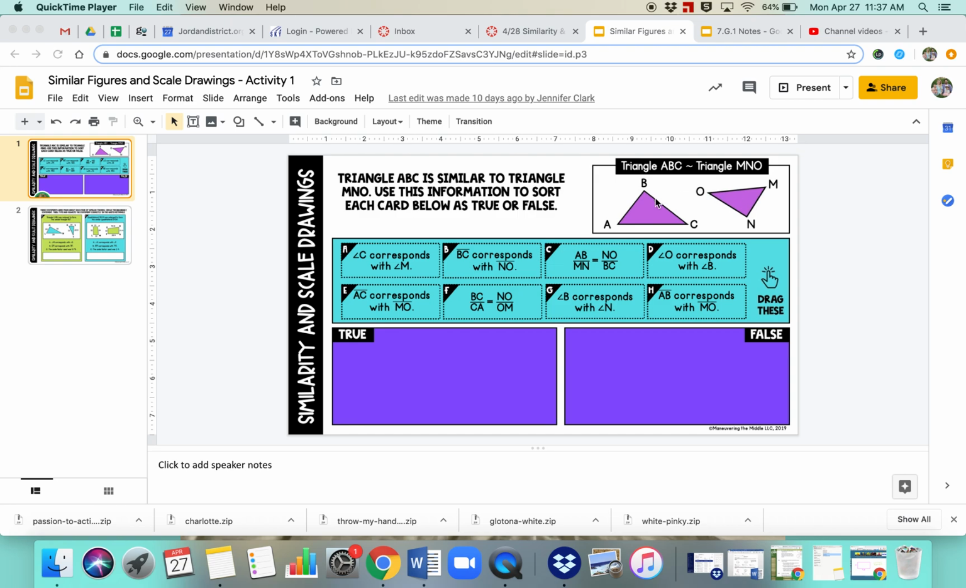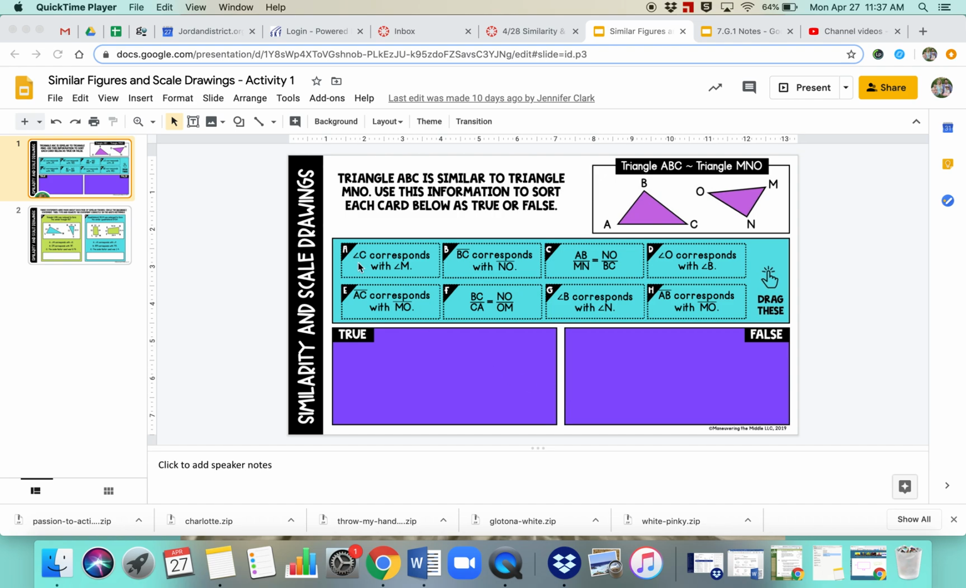Similar means they may or may not be exactly the same. Congruent means they are exactly the same. If something has a scale factor, it's usually a similar triangle instead of a congruent triangle. So we're going to go through and list which ones are true and which ones are false.